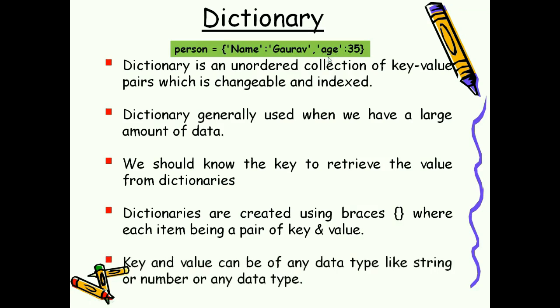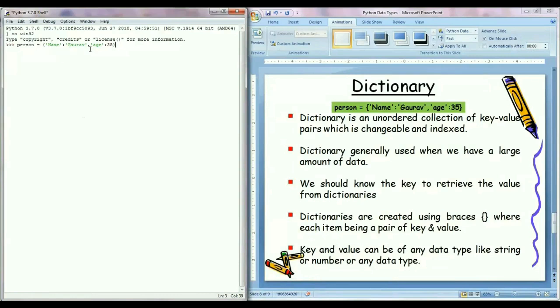Key and values can be of any data type like string or number or any data type. So this is the example of how to write and retrieve data from dictionary. So if we see here, this is the key and this is the value. Okay, and if I want to know the type, I'll just write type. So it will return dictionary. And if I want to retrieve any value, I'll just write the key, like name. So it will give me the value Gaurav.